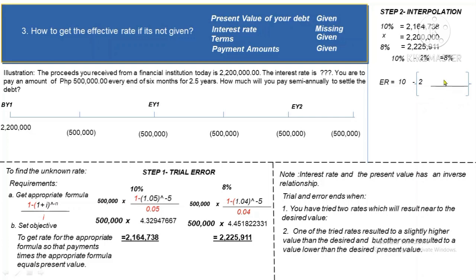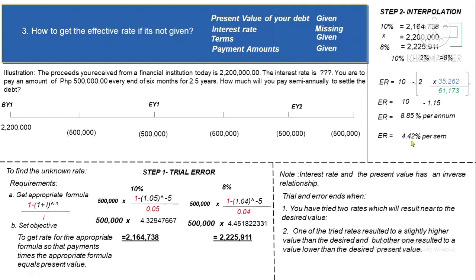And that fraction is, the numerator is the first and the second amount, which is 2,164,738 minus 2.2 million. Supposedly, the answer is negative. However, we are interested in the positive values or the absolute value. So we have positive 35,262. And the denominator is the first minus the third. So we have 61,173. So in order to simplify that, the effective rate is 10% minus 1.15, or the effective rate is 8.85% per annum, or effective rate is 4.42% per semester or per semi-annual period.